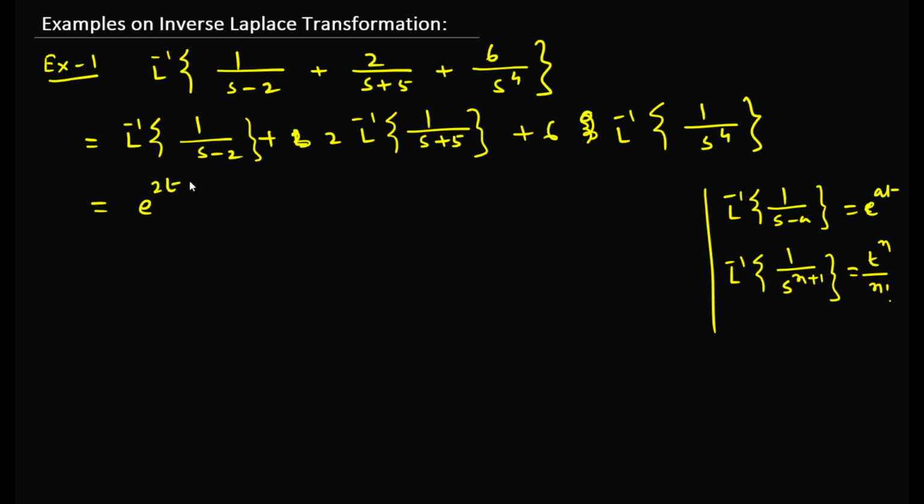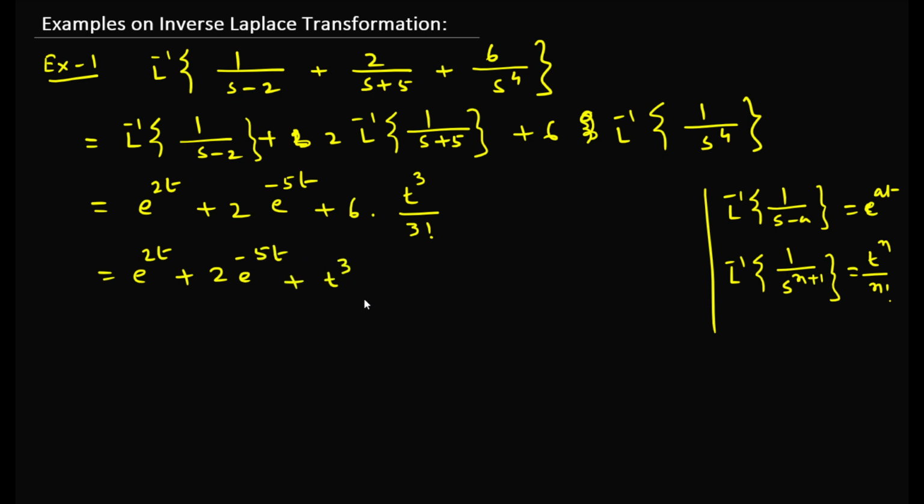e to the power, just write 2t. Then 2 into, here plus is there, so it will be e to the power minus 5t. Then 6 into, see, this is 4, so 4 can be treated like 3 plus 1. I'm talking about this particular formula, n plus 1. So 4 can be treated like s to the power 3 plus 1. Here n is 3, so how much is it? t to the power 3 by 3 factorial. 3 factorial is 6, so this will cancel out. So e to the power 2t, 2e to the power minus 5t, and then t cube. Okay, so it's very simple, you see.